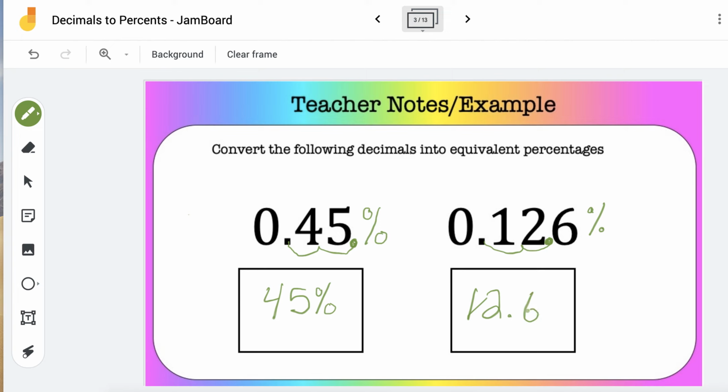12.6%. So what you've got to remember, everybody, is that to go from a decimal to a percentage, you move the decimal 2 spots to the right.